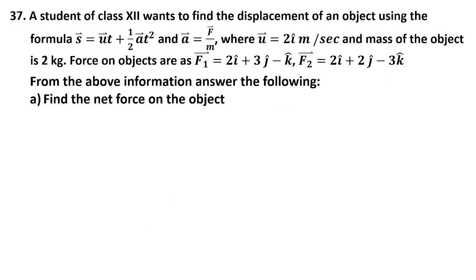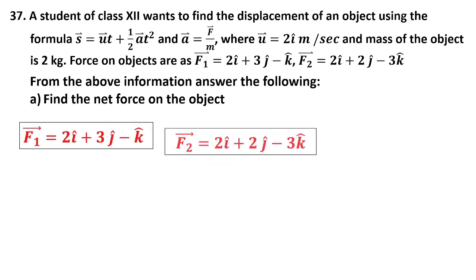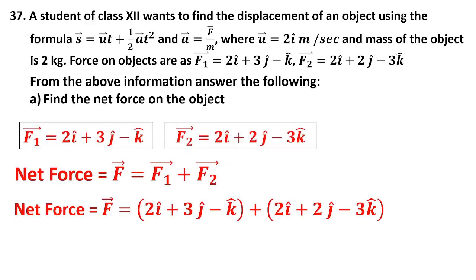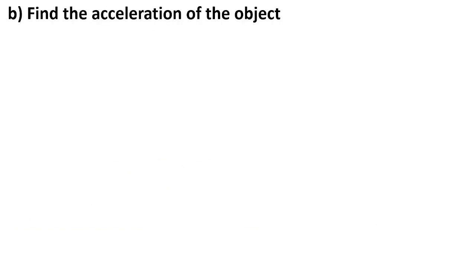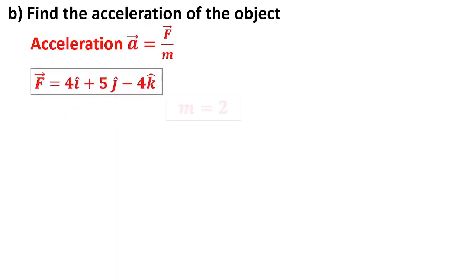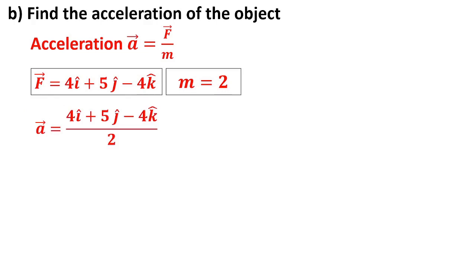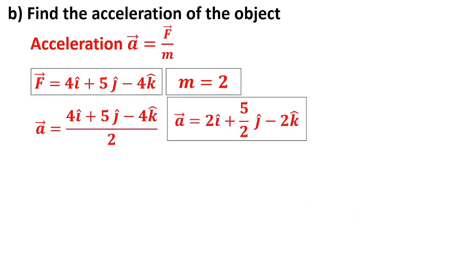A student of class 12 wants to find the displacement of the object. S is given, A is given, F1 and F2 are given. Question number 1, net force. Formula is F1 plus F2. Very simple. Add them, you will get the net force. Simple question. Question number 2, find the acceleration. Check out, acceleration formula is given. Force by mass. Therefore, force is already found and m is 2, divided. You will get the acceleration of the object.